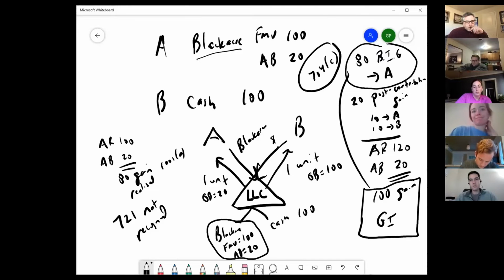Now, there is one way that A could avoid the gain. Anybody have a guess at one way that A could avoid this gain?